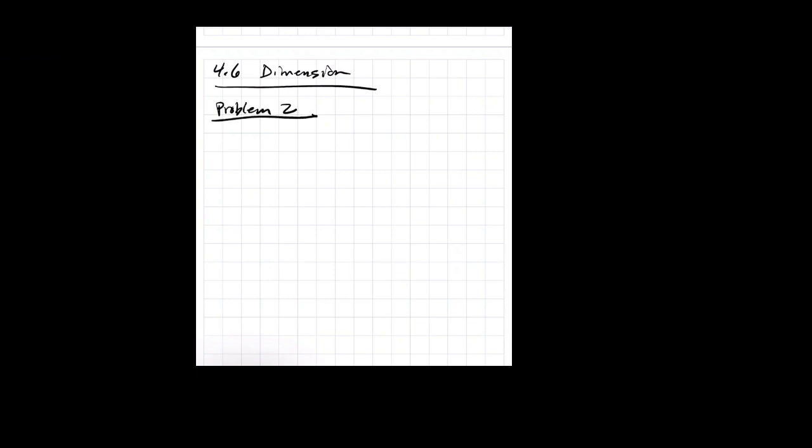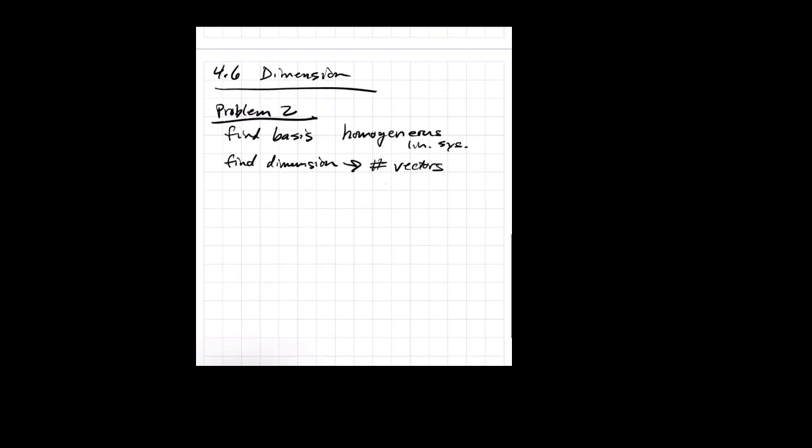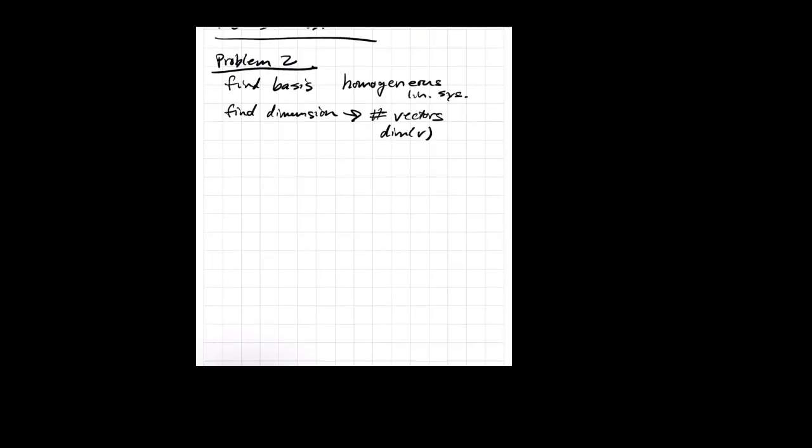Okay, so what is it asking? We have to find a basis, and in particular it's of a homogeneous linear system. And they also say find the dimension. From our definition, that's going to be the number of vectors, and it's going to be abbreviated dim V.